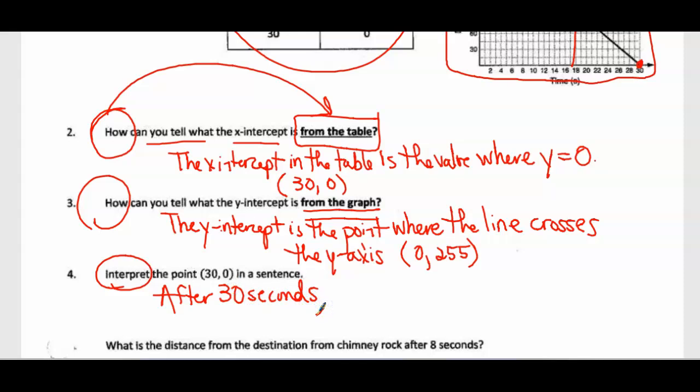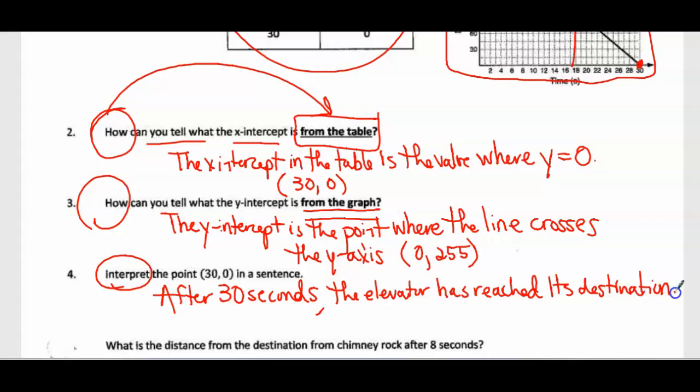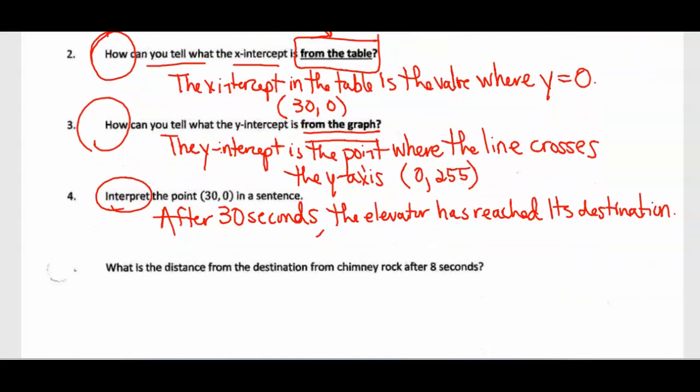This is about an elevator. So this would be the elevator has reached its destination. I don't want to say it is at 0 feet from the ground because that sounds weird. 0 feet from the ground means it has reached its destination. And the last question here says, what is the distance from the destination after 8 seconds?